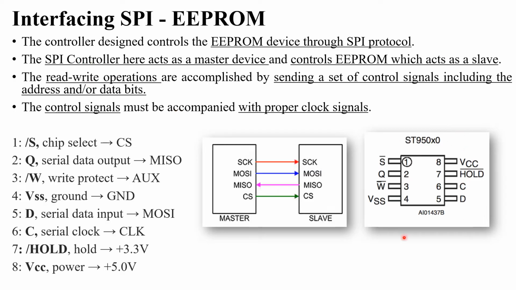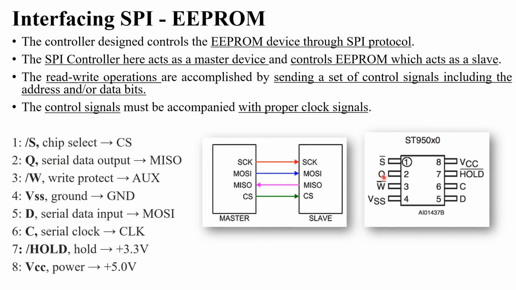See here, this is a chip of EEPROM memory. There are a total of 8 pins present here. The first pin is S bar. This S bar pin is connected to this CS pin, that is the chip select pin. Next, Q. Q means serial data output.